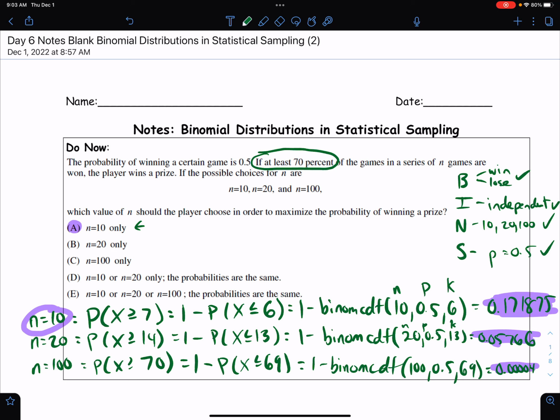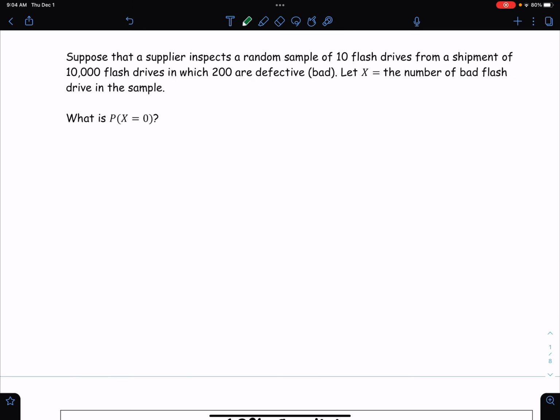So let's go to the next question. Take a second, read this question. So we have a bad flash drive, we have a good flash drive. So this is going to probably be binomial. So let's check the binomial distribution. So we either have a defective or bad flash drive, or we have a good flash drive. So that's good so far. We got two options.